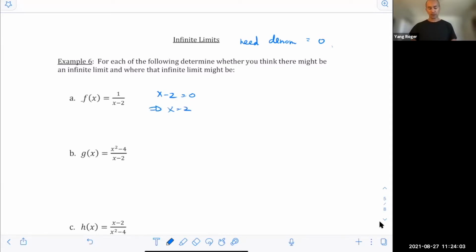So if you take the limit as x approaches 2 from the positive side, 1 over x minus 2, we know it's going to be some sort of infinity because the numerator here is non-zero and the denominator here is going to be 0. The question is, is it going to be positive infinity or is it going to be negative infinity?